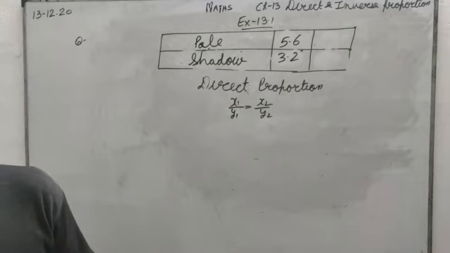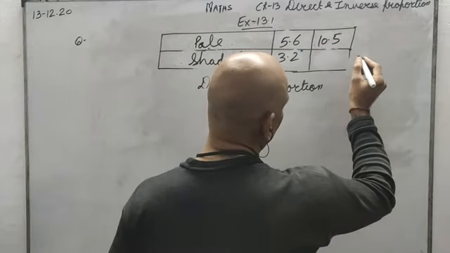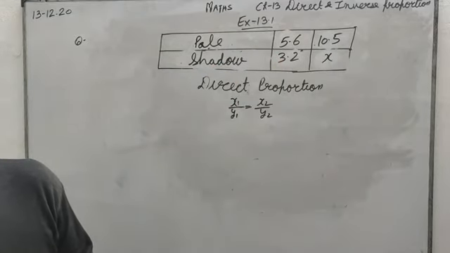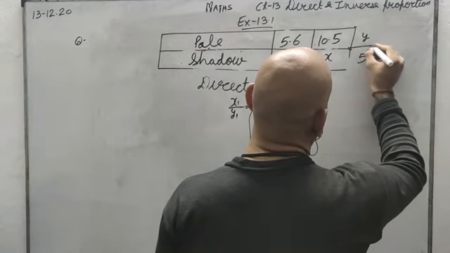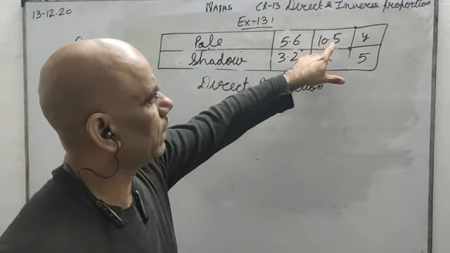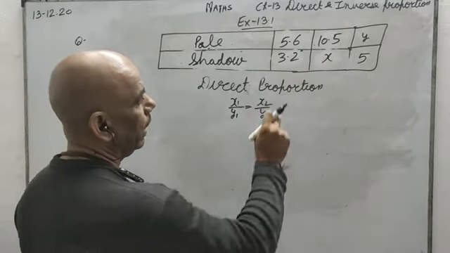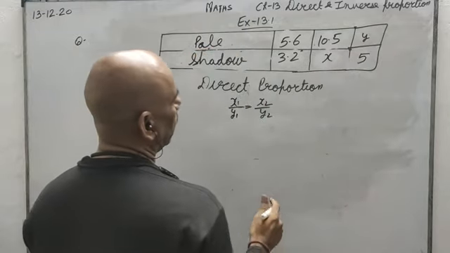At the same time, find the length of the shadow cast by the pole of 10 meter 50 centimeter. And in the next case, if the height of a pole casts a shadow 5 meter long, 5 meter is the shadow, and then he is asking the length of the pole. Now look, if the length of the pole is increasing, the length of the shadow will also increase. So it is a case of direct proportion. And if the length of the shadow is increasing, the length of the pole will also increase. That is also a case of direct proportion.